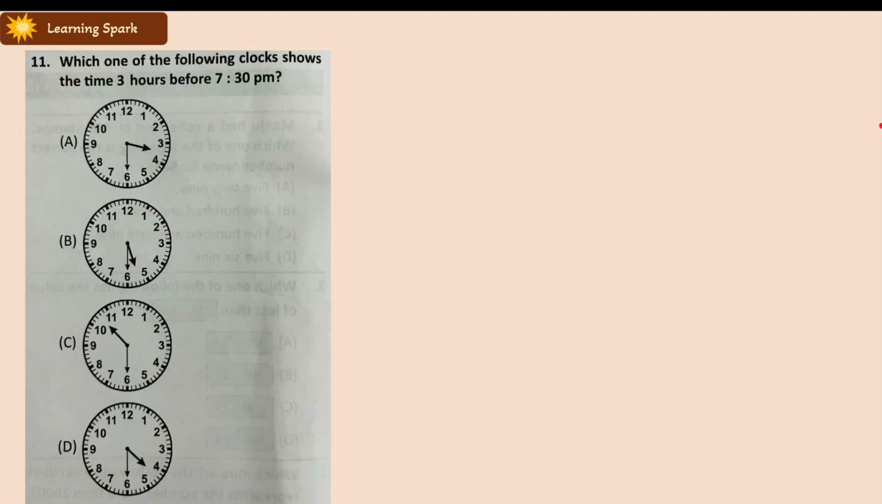Question number 11 is on your screen now. Let's work this out together now. So the question is, which one of the following clocks shows the time 3 hours before 7:30 p.m.? So it's a simple subtraction. You can subtract 3 hours from 7:30. The subtraction looks like this.